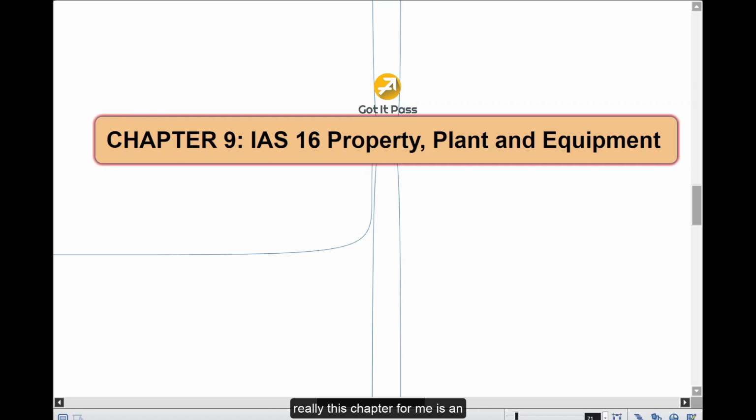So really, this chapter for me is an examiner's dream. This is a chapter that the examiner will target. And if you look at the number of questions in the OT section of our course, you'll see that there's a high number. So again, that gives you a good indication of where you need to lay your emphasis.